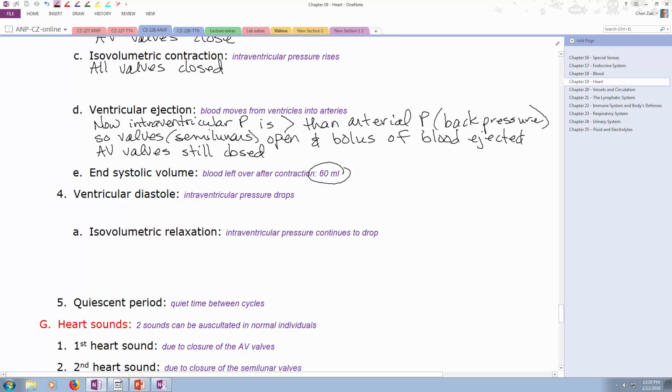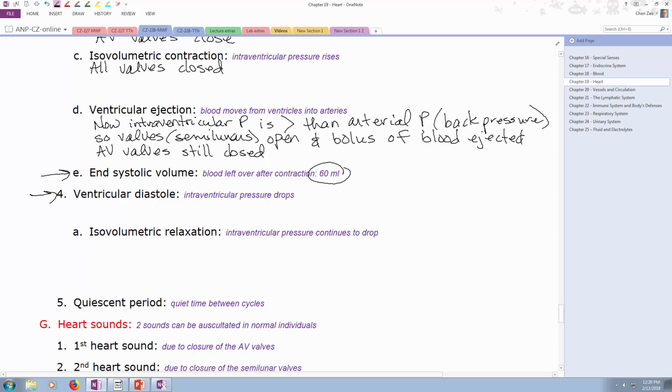So now we've ejected this volume of blood, and that's the end of systole. And now we go into diastole. When we go into diastole, we're going to relax, and the pressure on that bit of blood that's still in the ventricle will rapidly decline, because the ventricles will rapidly relax. Just like they rapidly contract, they will rapidly relax.